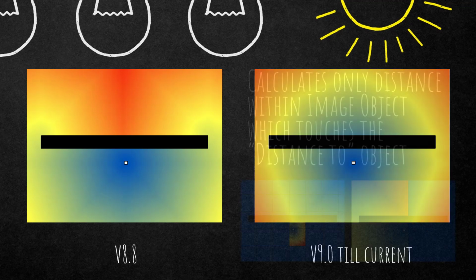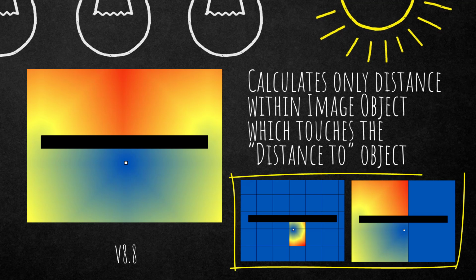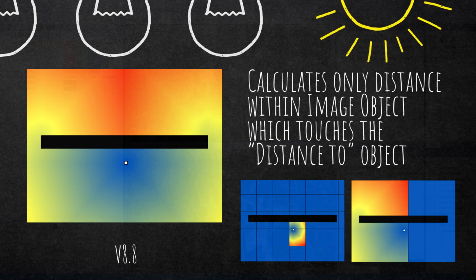Another small difference is that if you use the version 8.8, it only calculates the distance within the image object that directly touches the distance to objects, so your seed objects. You see it on the right hand side. I did a small chessboard segmentation and you see that only the distance is calculated within the image objects that are touching my seed object or the distance to object.